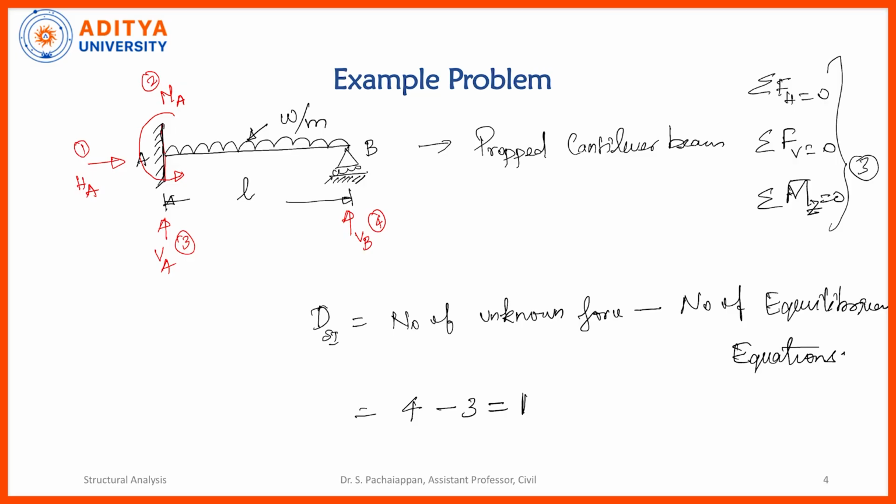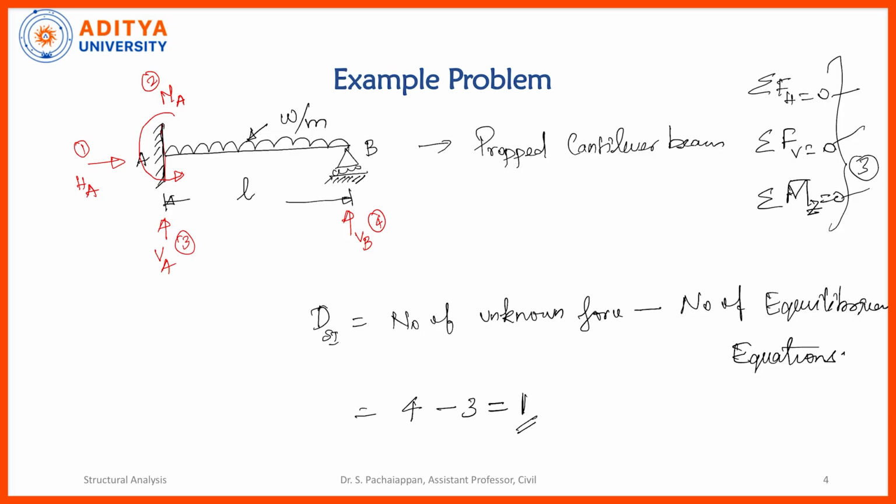That means using these 3 equations alone, we cannot solve this particular problem. We need one more additional equation to solve this problem. That's why this is a statically indeterminate structure. If instead of 1 here I am getting 0, then that is a statically determinate structure.